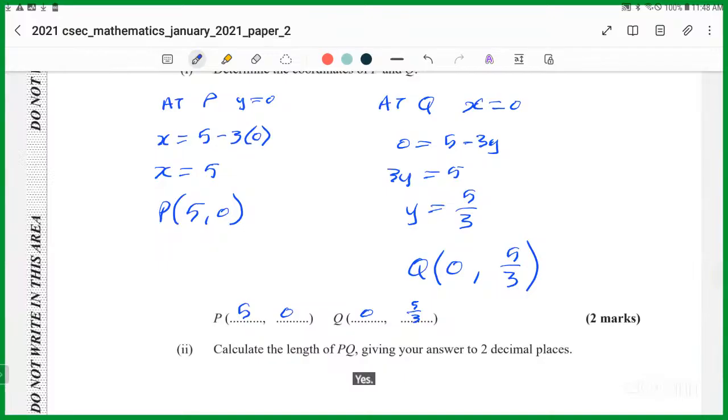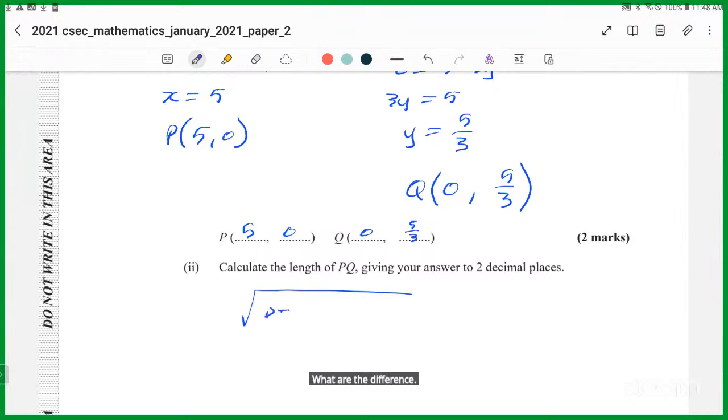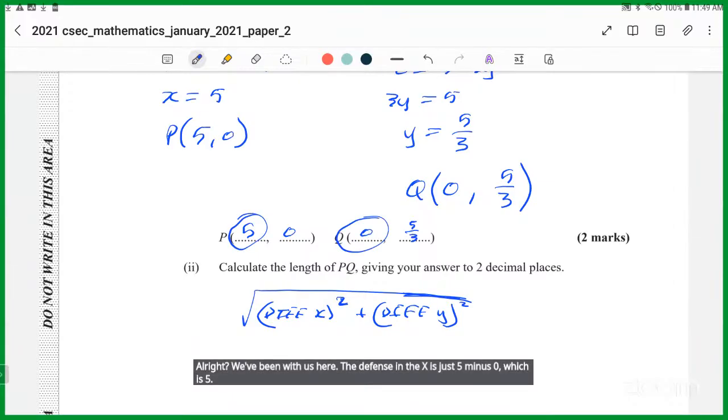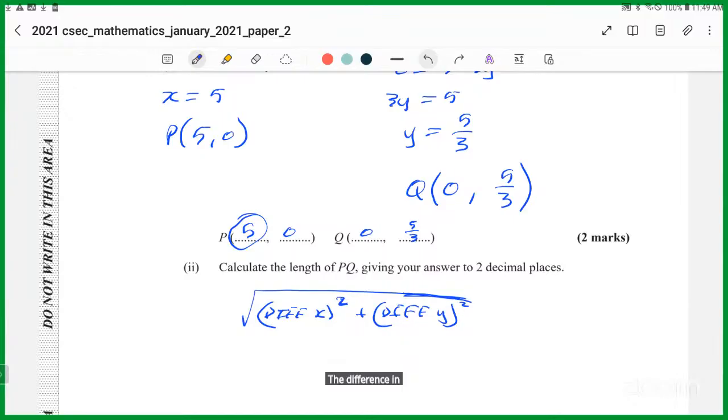Yes, sir. Alright. The question now says calculate the length of PQ, giving the answer to two decimal places. Now, let me show you something. For the length of a line, I would normally use the square root of the difference in x squared plus the difference in y squared. That's how we used to get the length of a line. But if you notice here, the difference in x is just 5 minus 0, which is 5, and the difference in y is just 0 minus 5 over 3, which is still 5 over 3. That's different. Now, why is that?